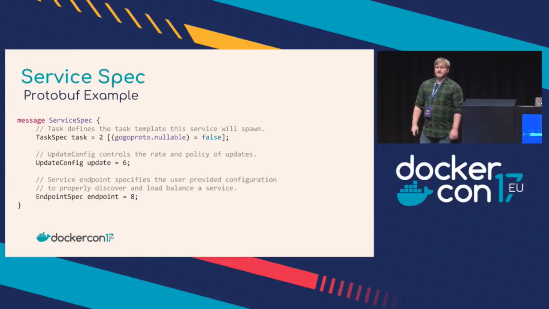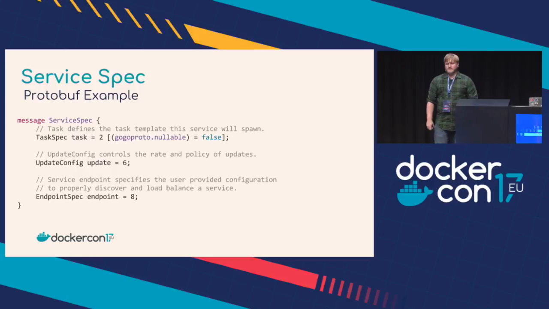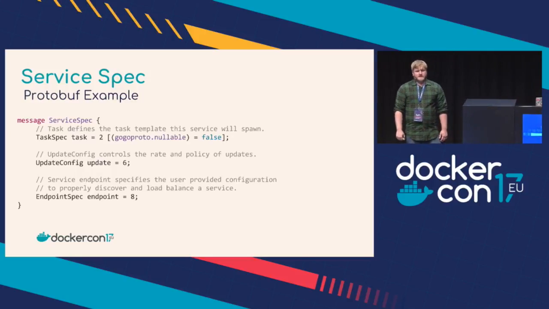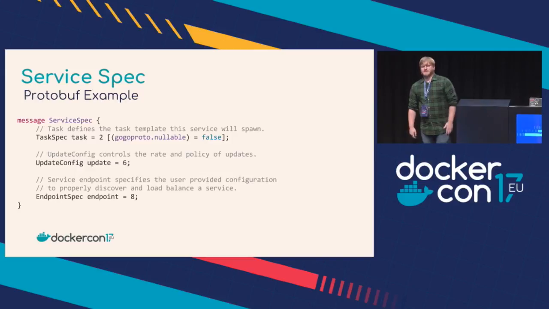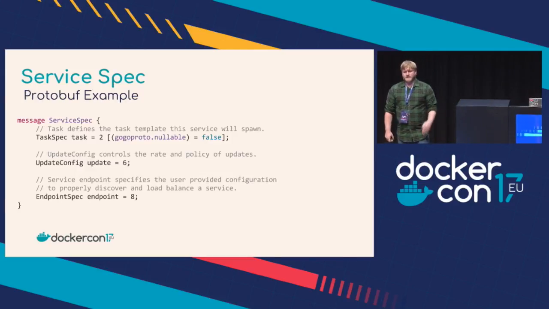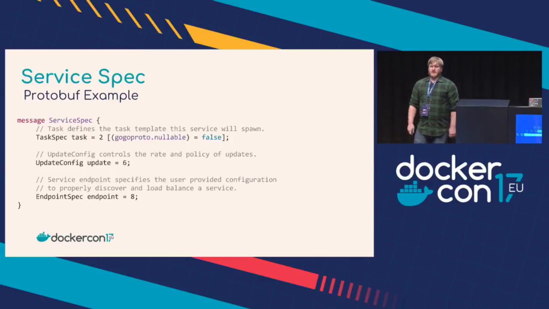So what does this actually look like? This is the protobuf that's actually used within SwarmKit, and this is how we define it. It takes a few inputs. The most important is the task spec, and the task spec defines what you're going to run. So every single replica that you put inside of a cluster, when you actually scale it up, and I'll show this in a bit, we'll use that task spec to generate a new container on each node. And then the other parts will tell how to update and how to actually expose the service to the rest of the cluster.